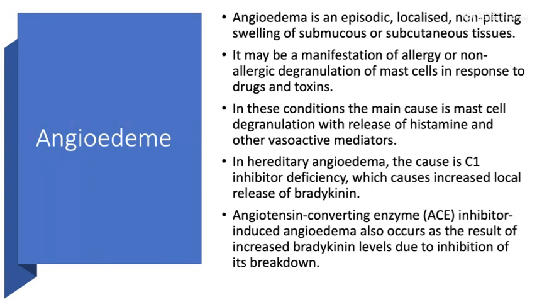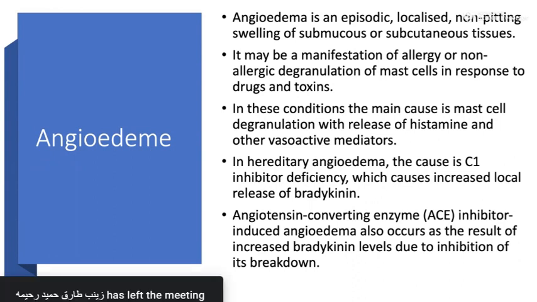Come to angioedema. What is the definition of angioedema? This is an episodic, localized, non-pitting swelling of submucous or subcutaneous tissue. It may be a manifestation of allergy or non-allergic degranulation of mast cell in response to drugs or toxins. And the main cause is the mast cell degranulation with the release of histamine or other vasoactive mediators.